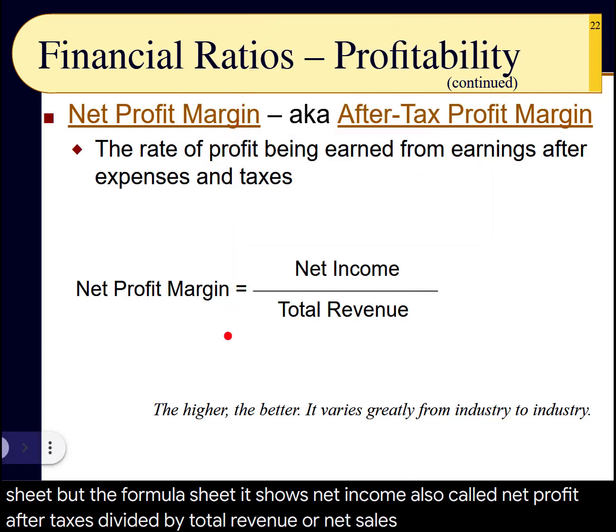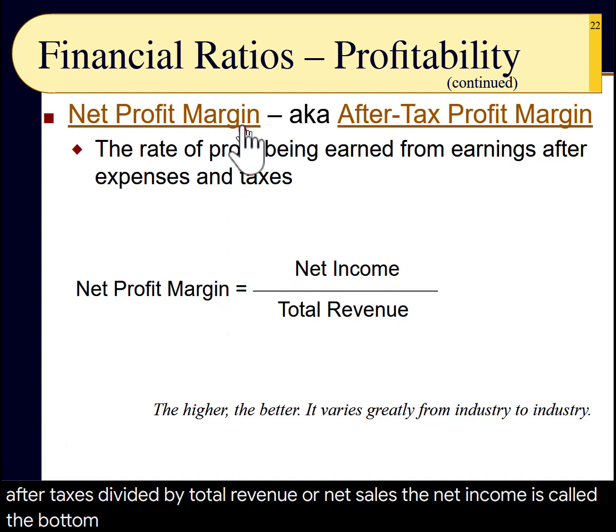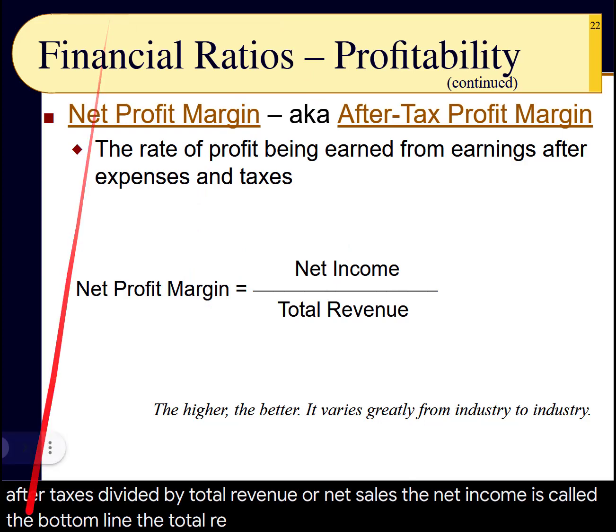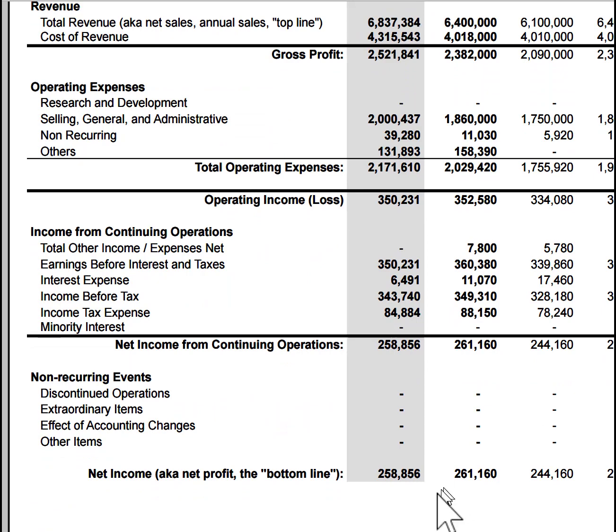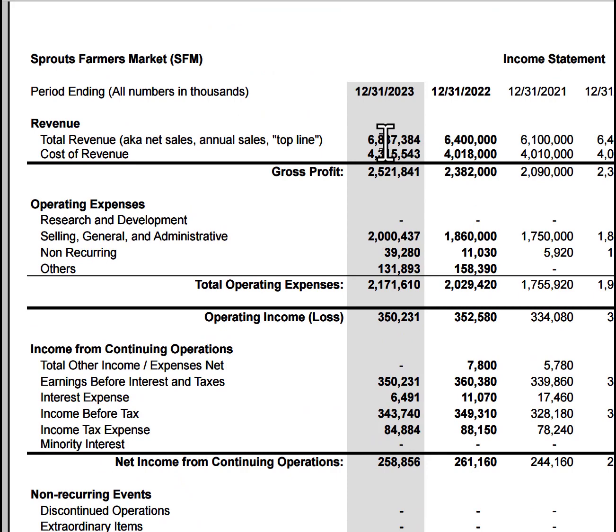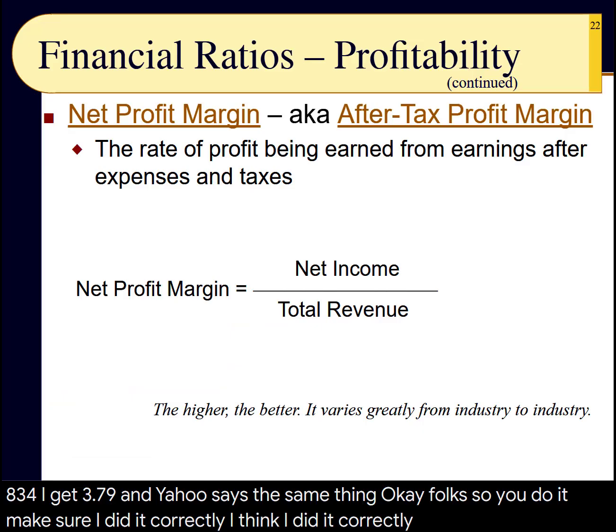So let's do this. Okay, here's my cheat sheet. If we find the net income, that's on the income statement. Where is it? Here it is. The net income is the bottom line, 258,856, and we divide that by the top line, the total revenue, total sales, all the money that came through the door, $6.873 billion, 834. I get 3.79. And Yahoo says the same thing. So lots of places give this data. Okay, folks? So you do it. Make sure I did it correctly. I think I did it correctly because Yahoo said that I did it correctly.